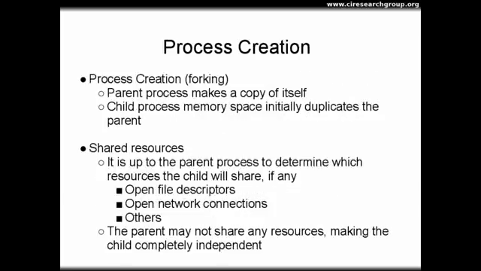Child processes on Unix are created by forking a parent process. The parent process makes a system call named fork, which makes a copy of the parent process. This copy, which is initially a clone of the parent, is called the child process. It is up to the parent process to determine what, if any, resources it will share with the child process. By default, the parent process shares any open file descriptors, network connections, and other resources apart from the CPU and memory with the child. However, the program code can close or reassign resources in the child, making the child completely independent of the parent.